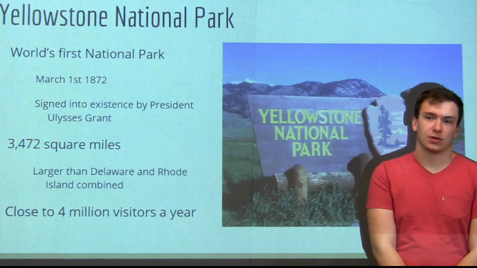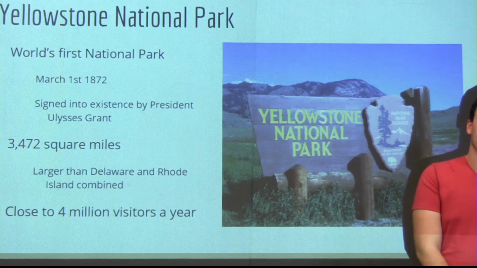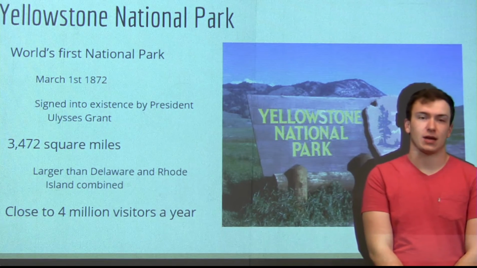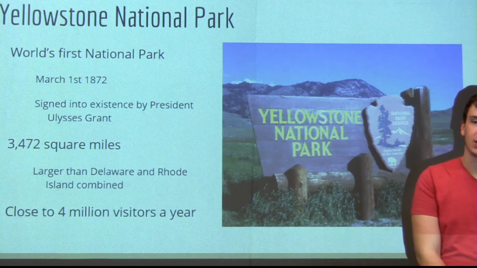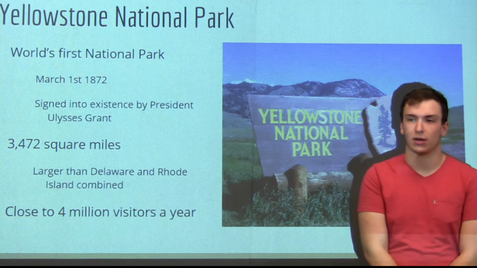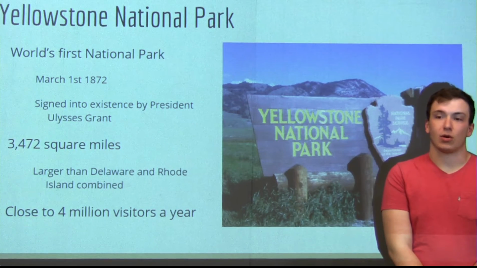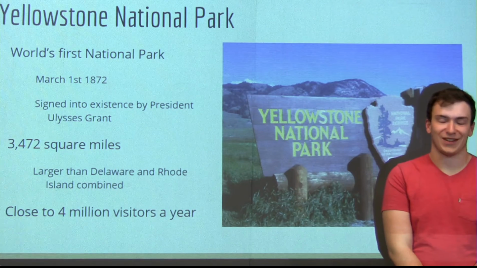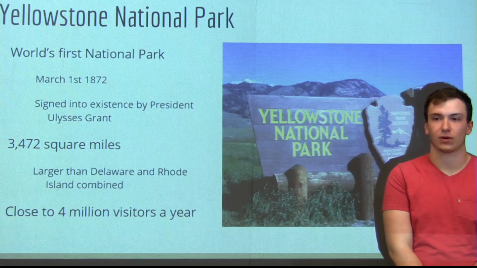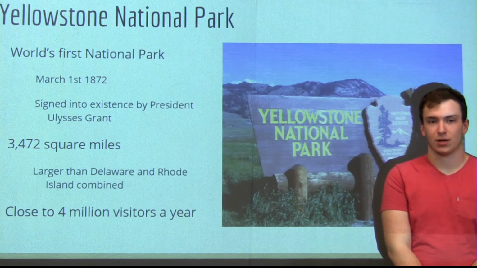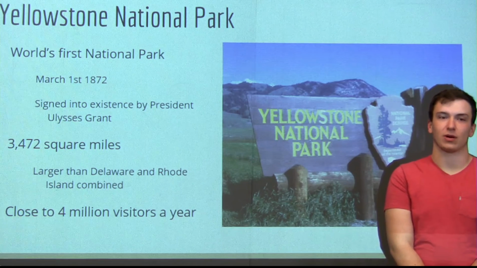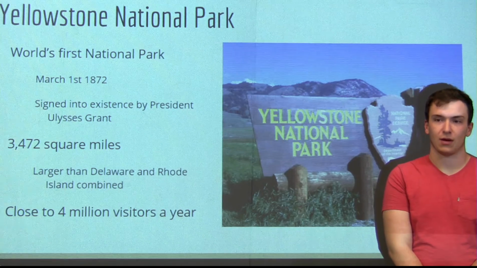Yellowstone was the world's first national park, which was signed into office on March 1st, 1872 by President Ulysses Grant. It is also America's largest national park with 3,472 square miles. It is larger than both Delaware and Rhode Island combined.